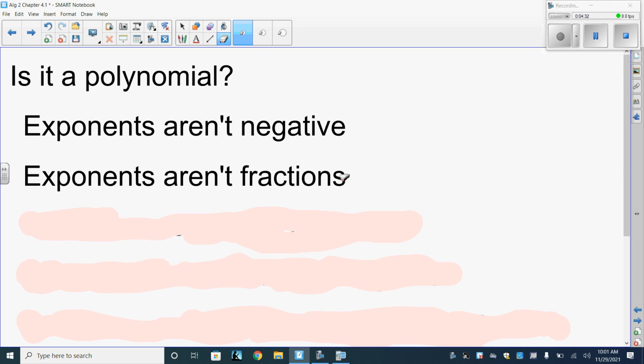And the second one is that exponents cannot be fractions. So we can't have x to the 1/3. So a negative exponent would be like x to the negative 1. We can't have that. Fractional exponents would be x to the 2/3. We can't have a fraction in the exponent.